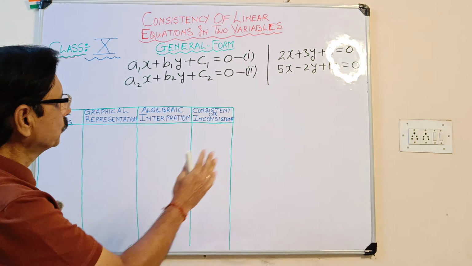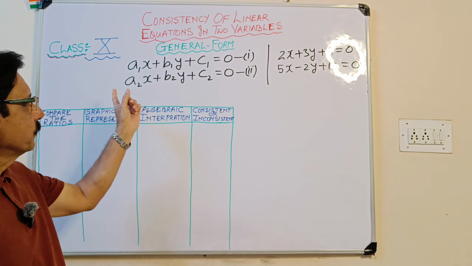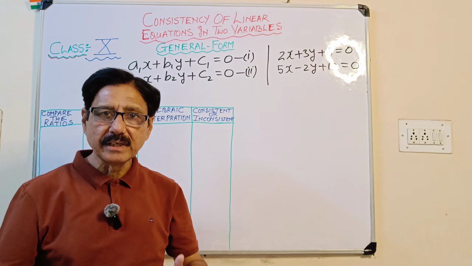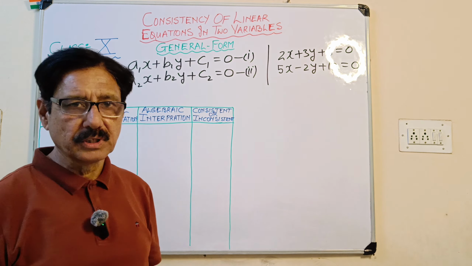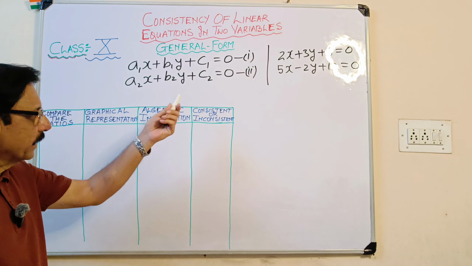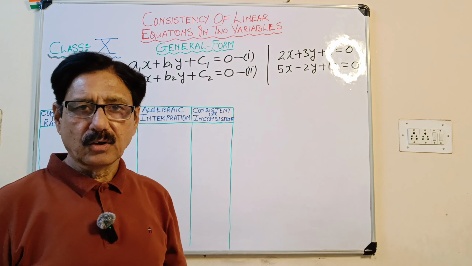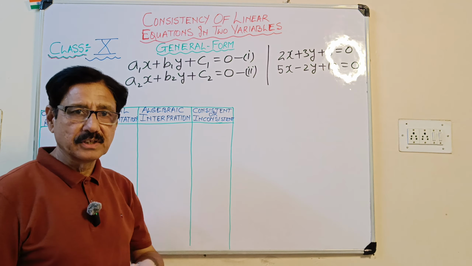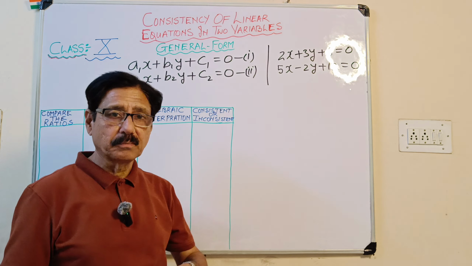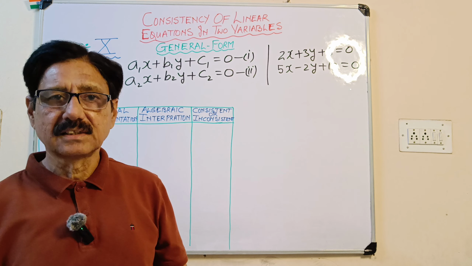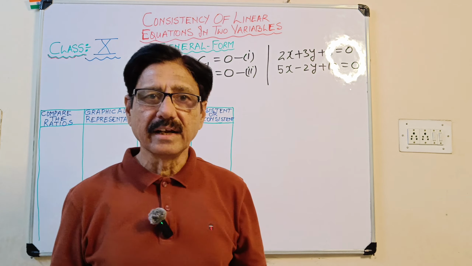I hope you understood the general form of the equation and the meaning of a1, b1, c1 and a2, b2, c2, because using these we can easily find out consistency. In 10th class in the CBSE board you will get questions based on this, sometimes in 2-mark questions, sometimes in 3 or 4-mark questions, or sometimes in MCQs, asking you to check whether the pair of linear equations is consistent or inconsistent.